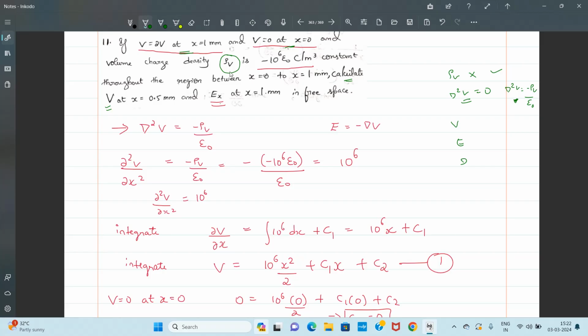Okay. So since in this problem rho v is given, you're going to start with Poisson's equation. Del square v equal to minus rho v by epsilon naught. And epsilon value is given, so by substituting all that, you are going to get this answer. You just pause the video and you can check the substitution that is done here.